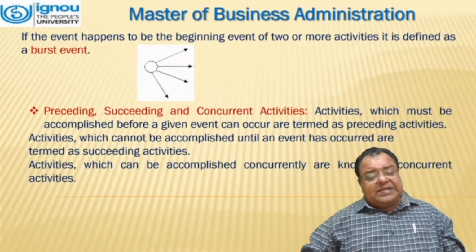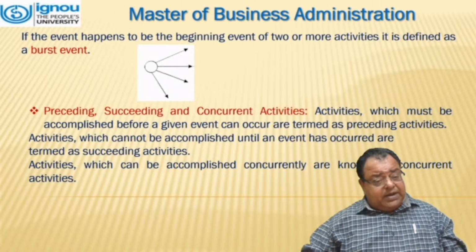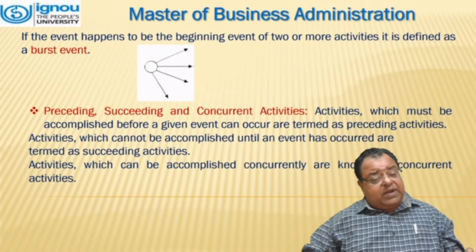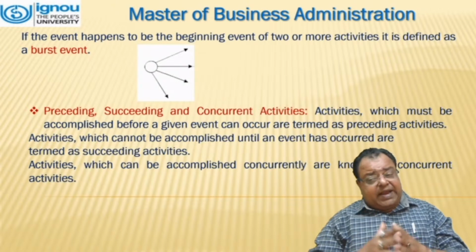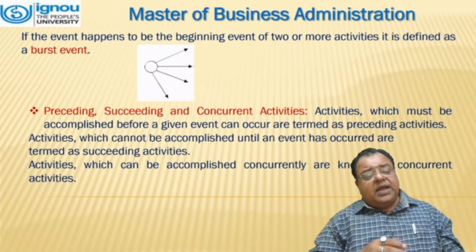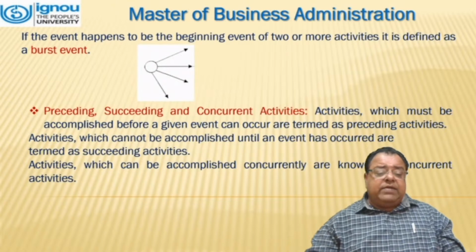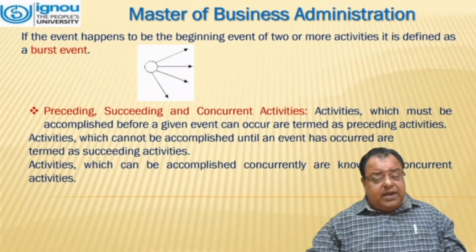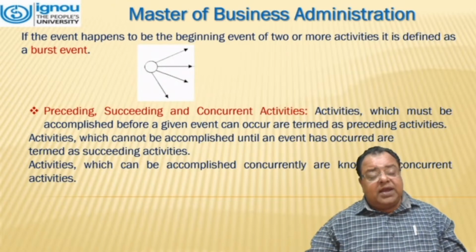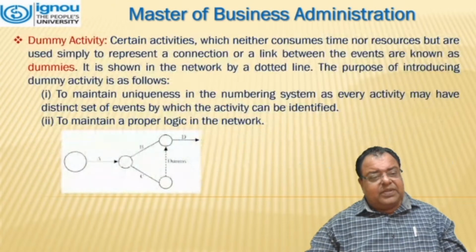Then come preceding, succeeding, and concurrent activities. Activities that must be accomplished before a given event can occur are termed preceding activities. Activities which cannot be accomplished until an event has occurred are termed succeeding activities. Activities which can be accomplished concurrently are known as concurrent activities.